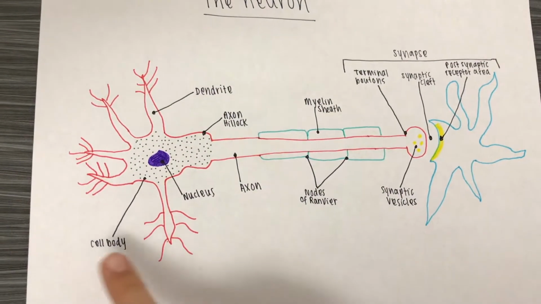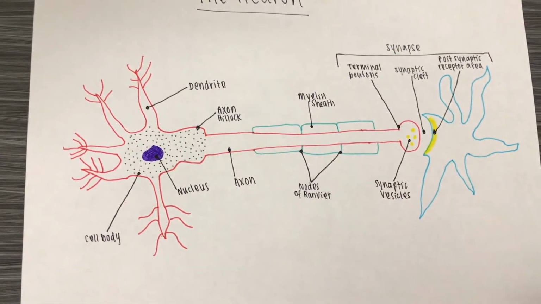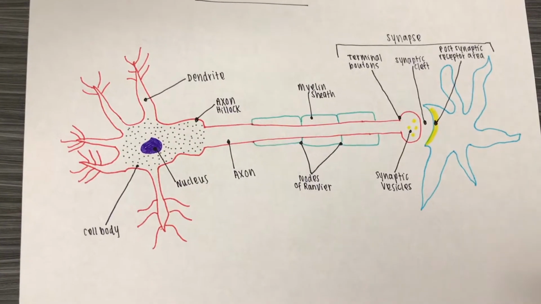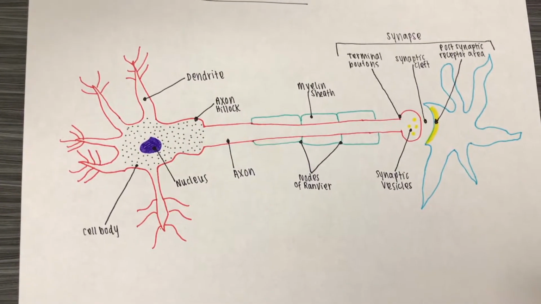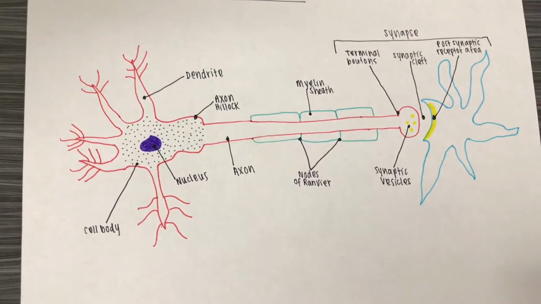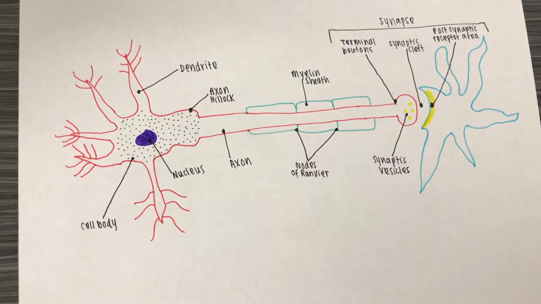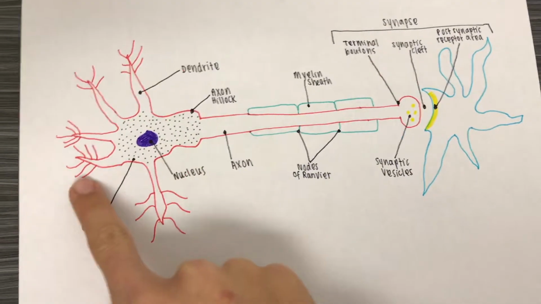A neuron, also known as a nerve cell, is an electrically excitable cell that takes up, processes, and transmits information through electrical and chemical signals. It is one of the basic elements of the nervous system. A typical neuron is divided into three parts: the cell body, the dendrites, and the axon.